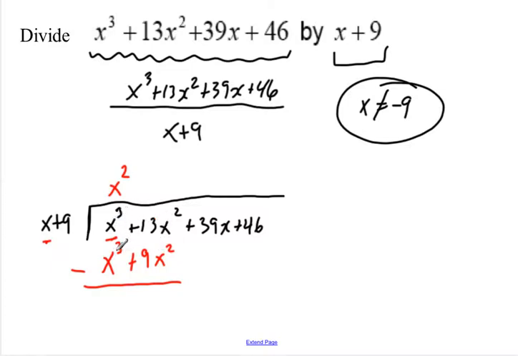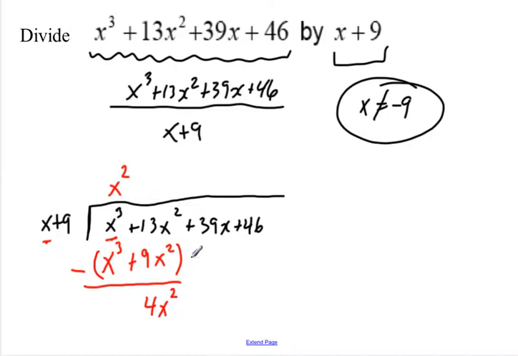Notice x cubed subtract x cubed is 0, and that works out nicely. Now I have 13x squared and 9x squared. They're like terms, so I can subtract them. I'm going to put a bracket around here so we don't get confused: 13 subtract positive 9. What's that? 4. So we got 4x squared. So x plus 9 went into x cubed plus 13x squared an x squared times, with this 4x squared left over.